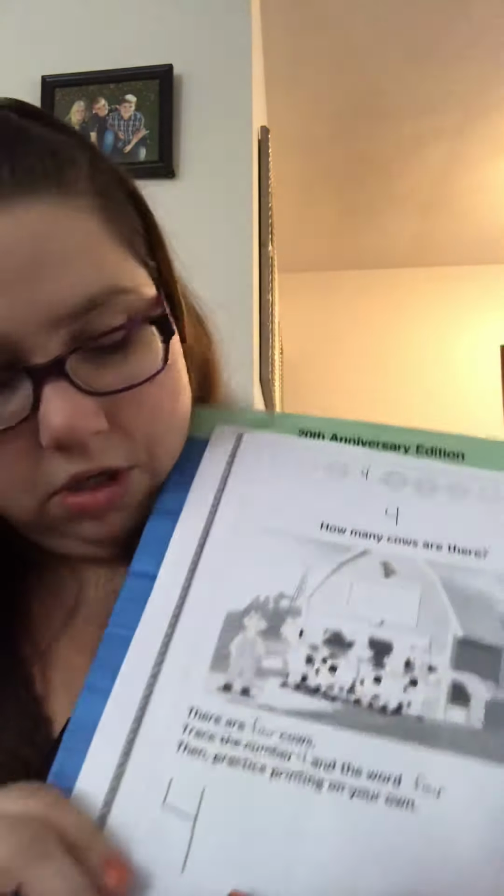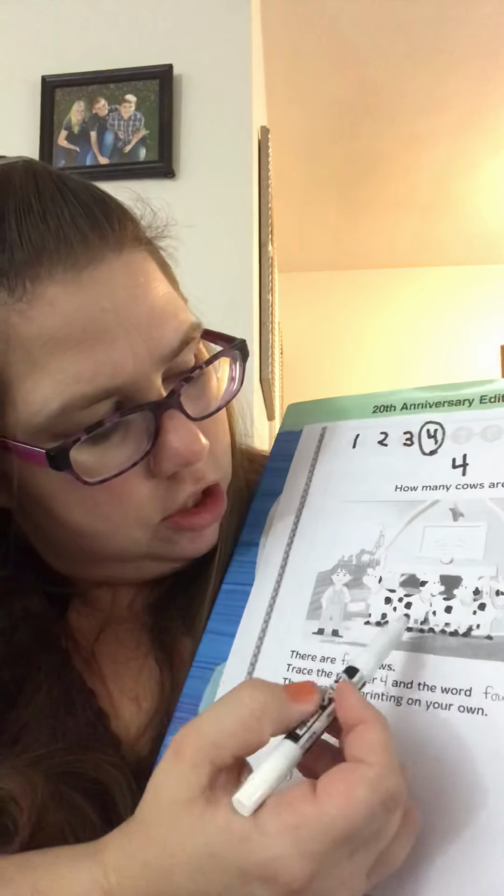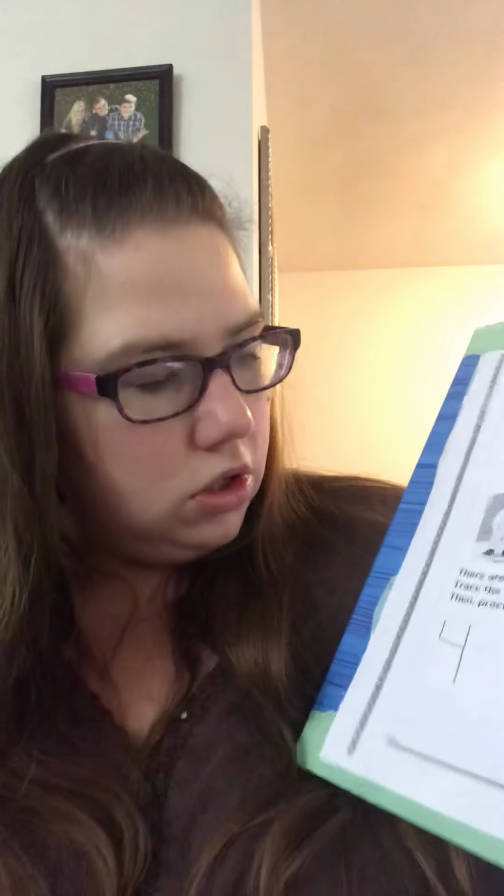Number 4. Up here it shows you the numbers. It looks like they got faded in the printer. But it says 1, 2, 3, 4. This is our number of the week, 4. It says down here, there are 1, 2, 3, 4 cows.